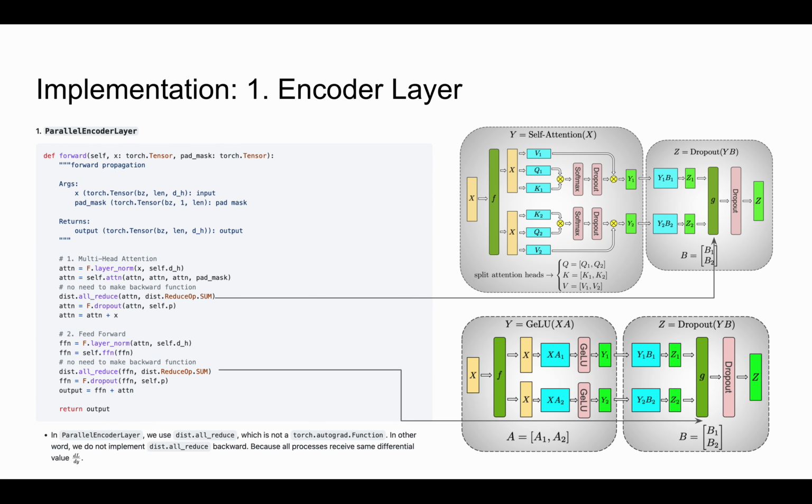Now let's look at layer implementation. In the attention layer, every GPU calculates the attention layer, and they aggregate each output by an all-reduce operation. And also in MLP, they aggregate by an all-reduce operation when every GPU finishes calculating the output of MLP.